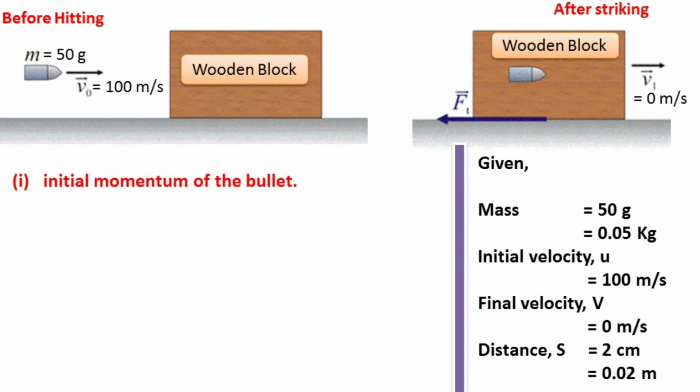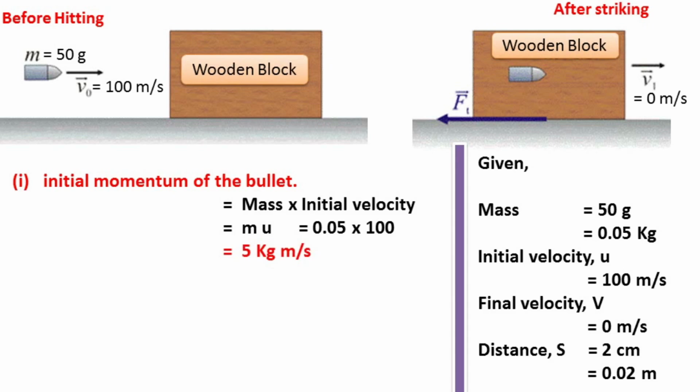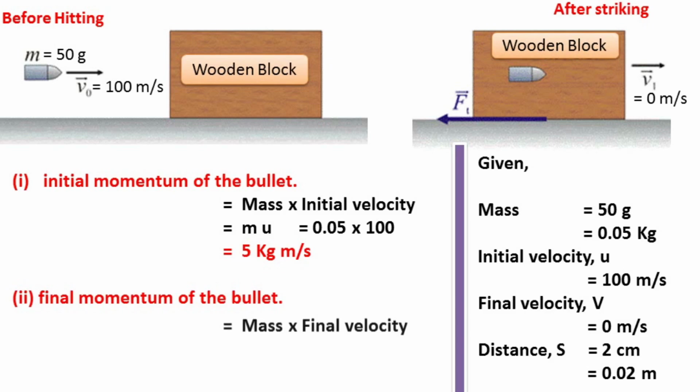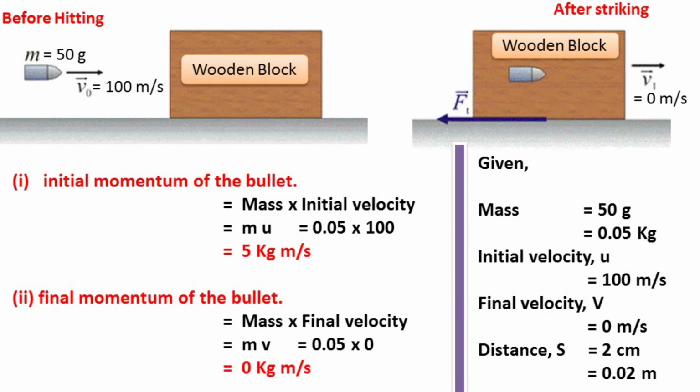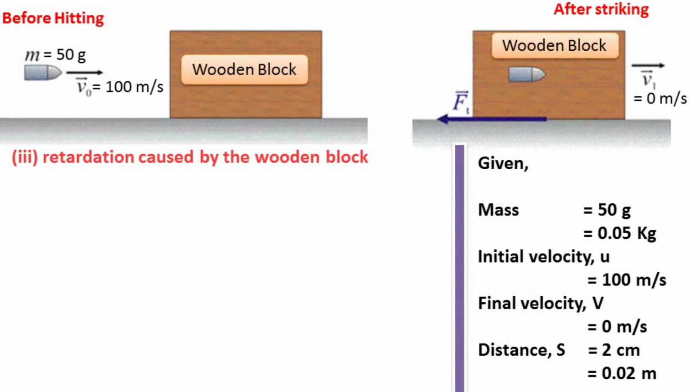We know initial momentum is equal to mass into initial velocity, m into u. So substituting the values, 0.05 multiplied by 100, which is equal to 5 kilogram meter per second. Now the second part, final momentum of the bullet. Final momentum is equal to m into v, that is equal to 0.05 into 0, which is equal to 0 kilogram meter per second. Now the third part, retardation caused by the wooden block.